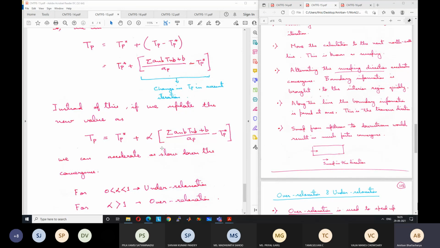But in some cases it may be more useful. Say for another example, when we are going from 300 to 310, if we now use over relaxation of 2, in one iteration we will go from 300 to 320. So we will reach the correct solution much faster. But the chances of convergence will reduce, while the rate of convergence will increase. Rate means how fast you are reaching the correct solution. So by using over relaxation, we can speed up the convergence rate.